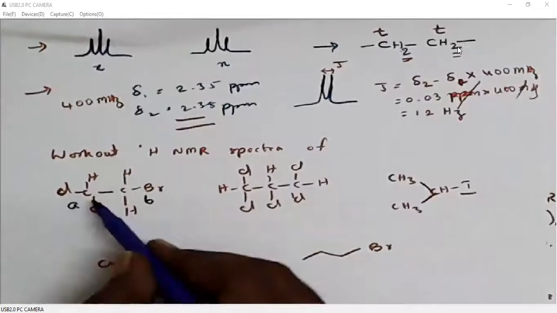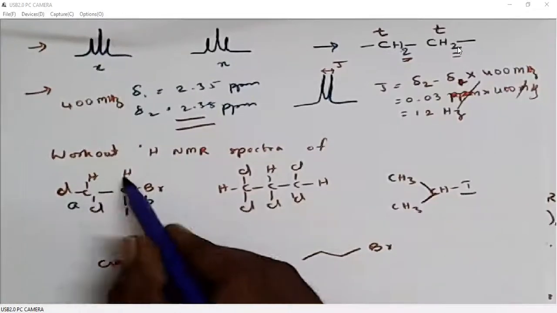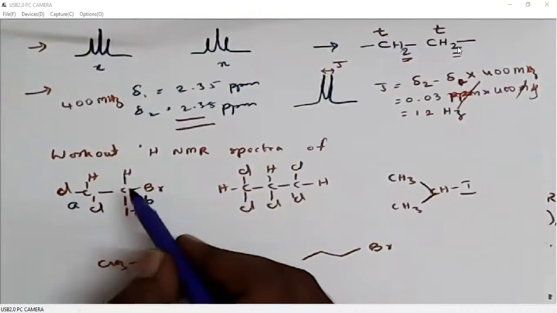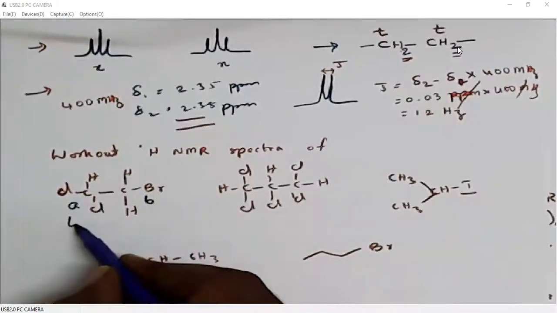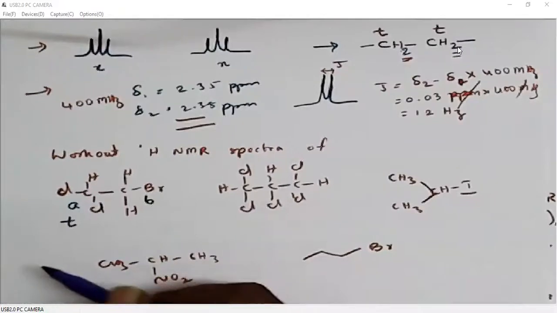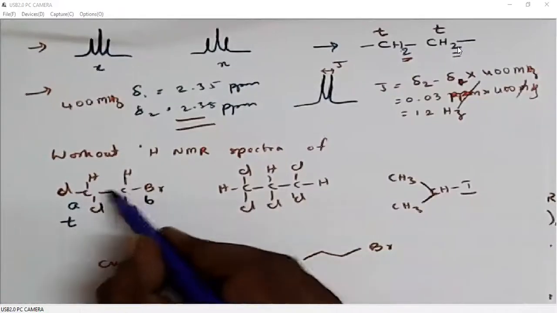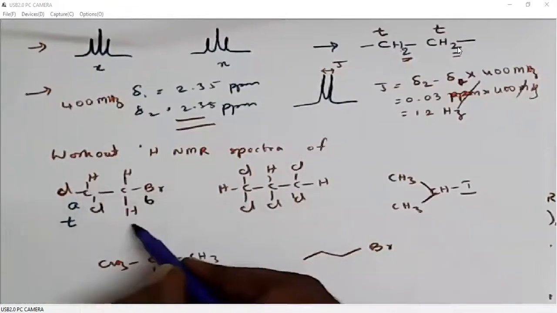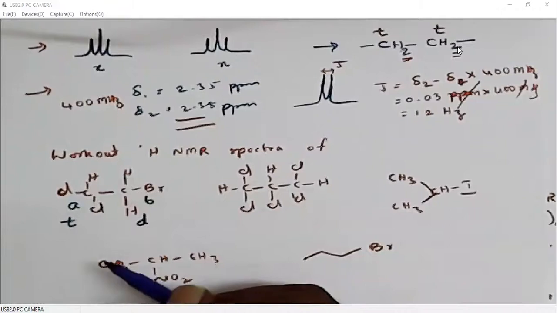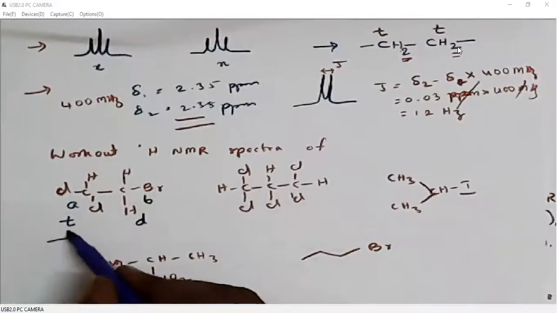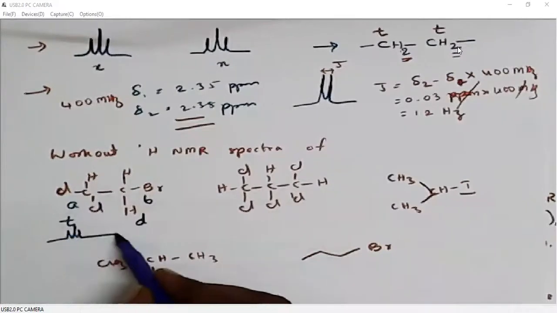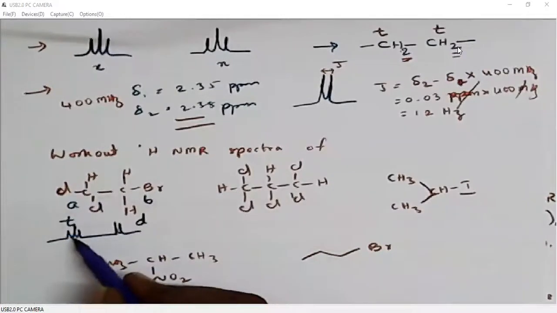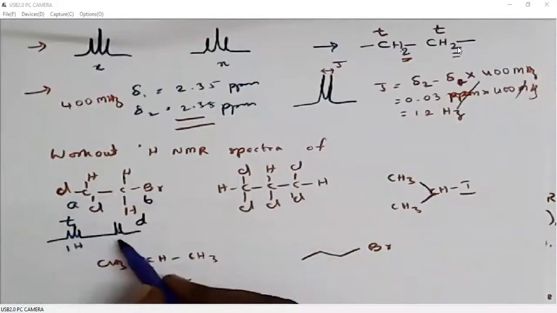Now this proton is having two alpha protons. So based on the n plus 1 rule, it should give a triplet. Whereas these two protons have only one alpha proton. Based on the 1 plus 1 rule, it should give a doublet. So the proton NMR spectrum must look like this, a triplet and a doublet. This triplet must be for one proton, this doublet must be for two protons.